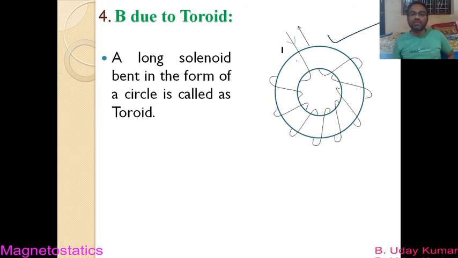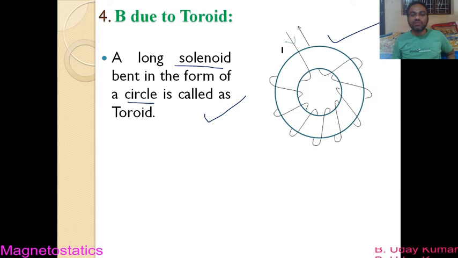This is a toroid, which is bent in the form of a circle. That means a solenoid which is bent in the form of a circle is called a toroid. So this is the definition of a toroid. A solenoid bent in the form of a circle is called a toroid. As usual, like in a solenoid, it will have two ends. In one end, if current enters, from the other end the current leaves that system.